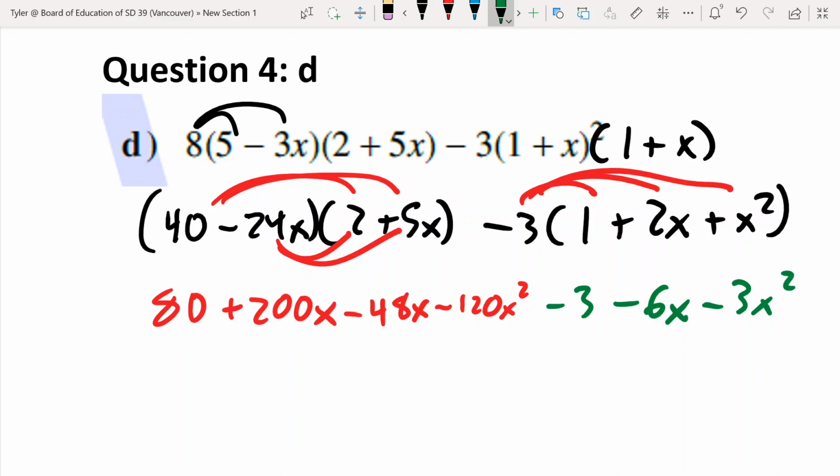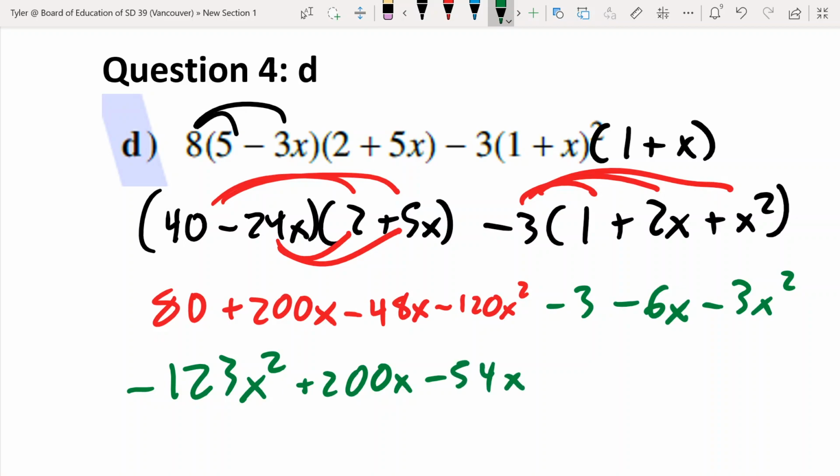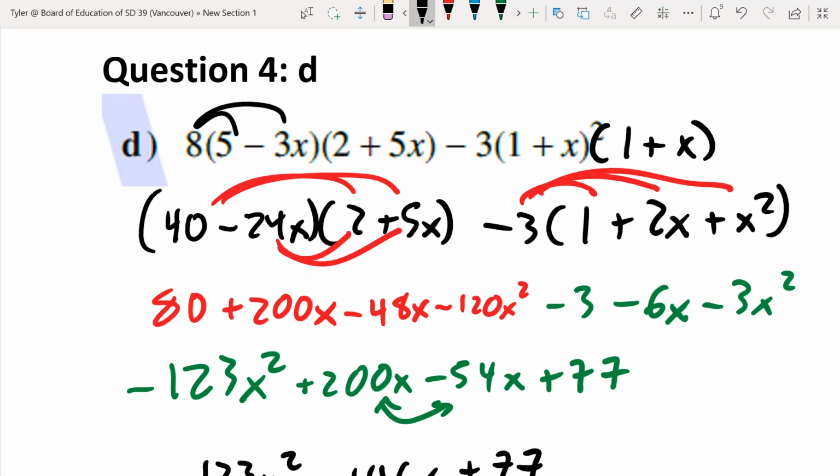Okay. So now we just have to collect all like terms together. We'll put the squareds together first. So negative 123x squared. All the x's together, so that's going to be 200x minus 54x. And then the 80 and the 3 go together, gives you plus 77. We'll put these two together. So you're going to get negative 123x squared plus 146x plus 77. And that's it.